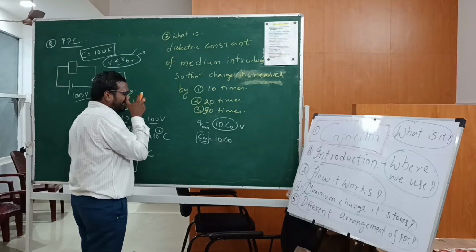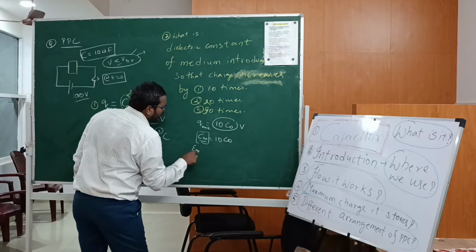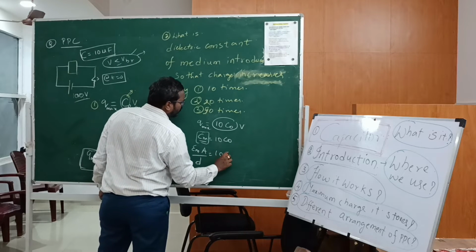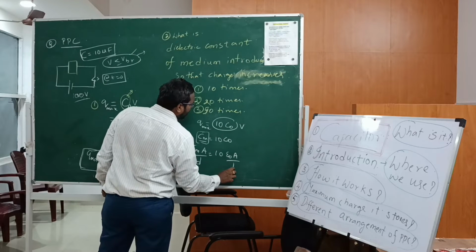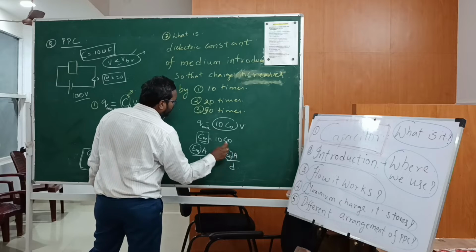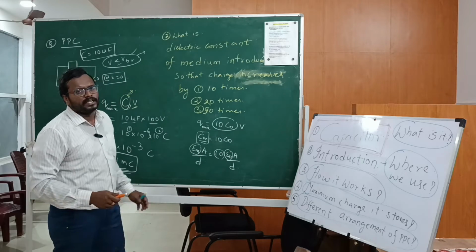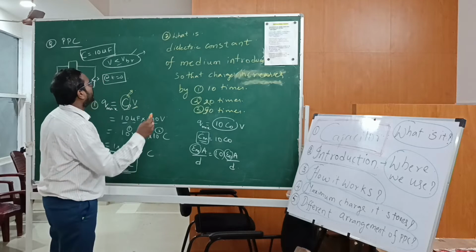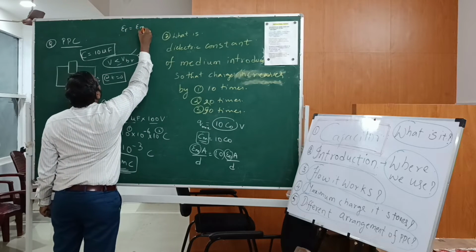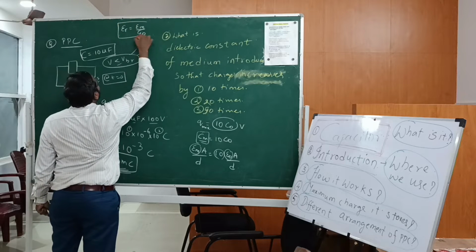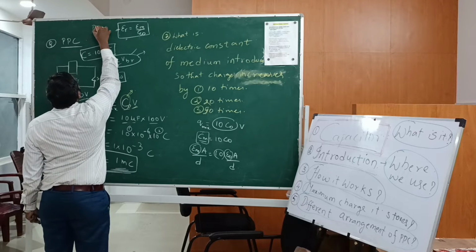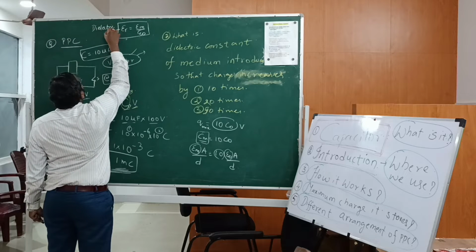Whenever the medium is changed, Cm will become epsilon m A by D. 10 times C naught is epsilon naught A by D times 10, so epsilon m is 10 times epsilon naught. There is a concept here called relative permittivity, which I think we have learned. Relative permittivity is the permittivity of a medium divided by the permittivity of free space, which is also taken as the dielectric constant.